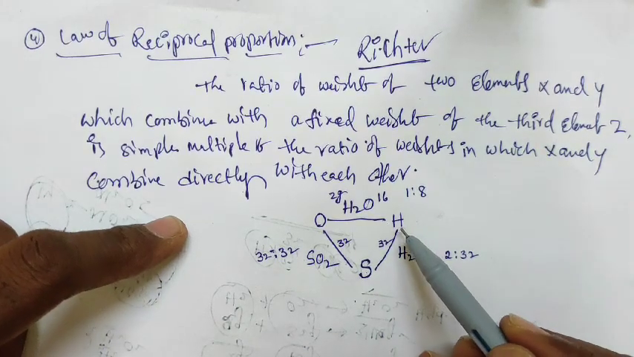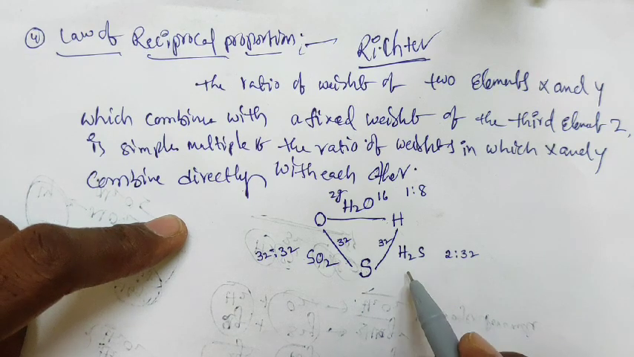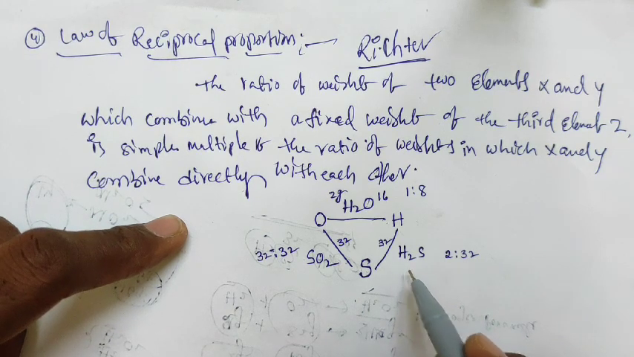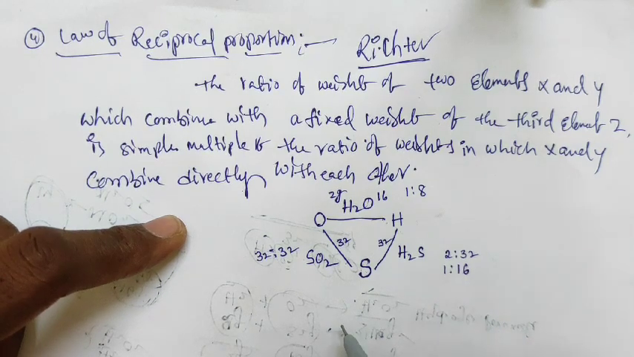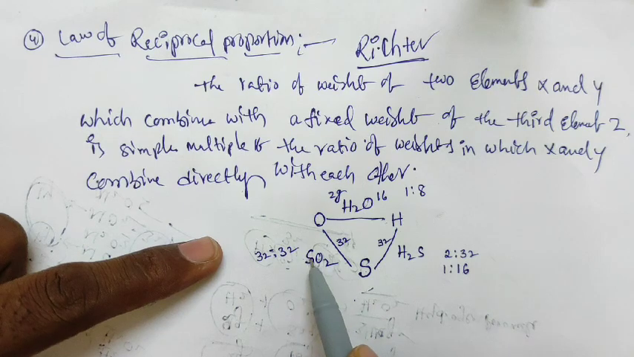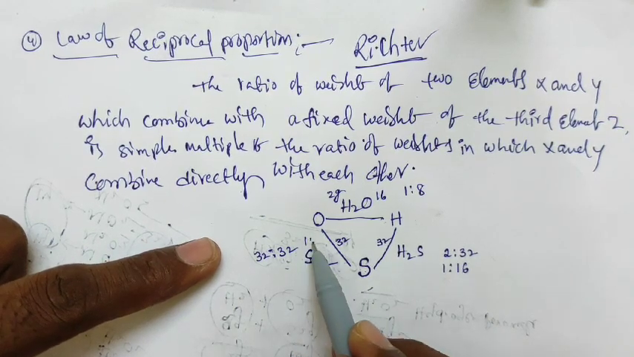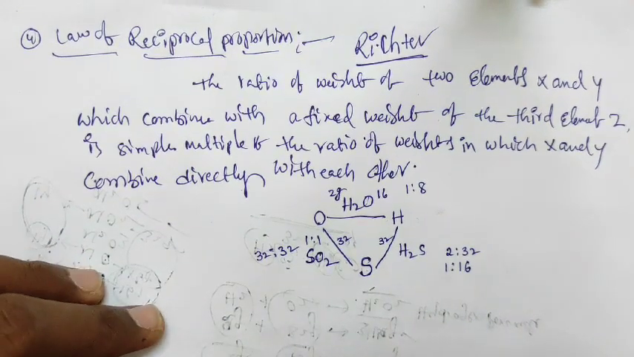Same for hydrogen and sulfur, what is the ratio? Hydrogen and sulfur 2 to 32 means 1 to 16. And for sulfur 32, oxygen 32, so 1 to 1. So these are the ratios.